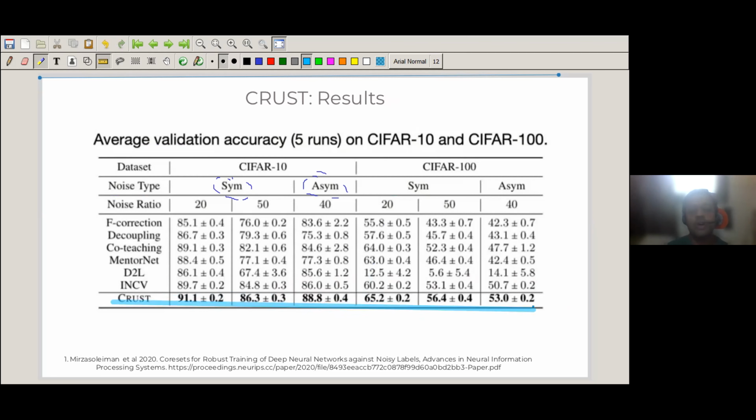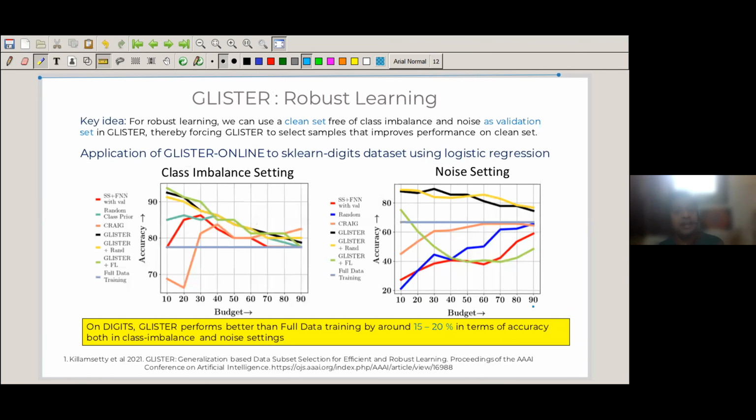However, Crust never focused on efficient learning. What if we repurpose Glister that I talked about, the bi-level optimization for robust learning? Well, you can basically use a clean set free of class imbalance and noise, let's say as validation set in Glister. Right? So the validation set becomes very important.